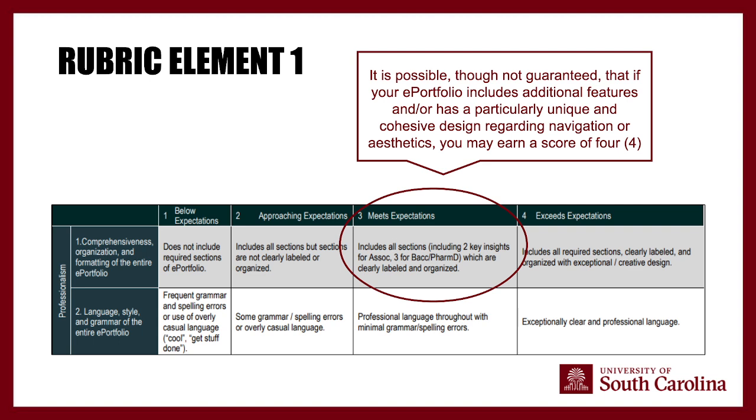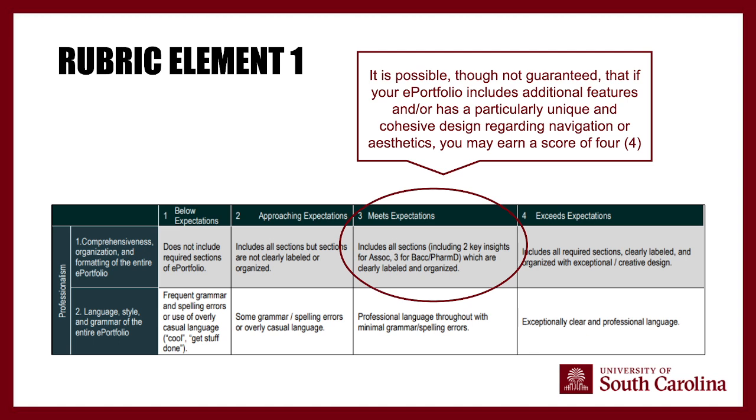So for element 1, it is about professionalism, the comprehensiveness, organization, and formatting of your entire ePortfolio. For a score of 3, the rubric states that it includes all sections which are clearly labeled and organized.